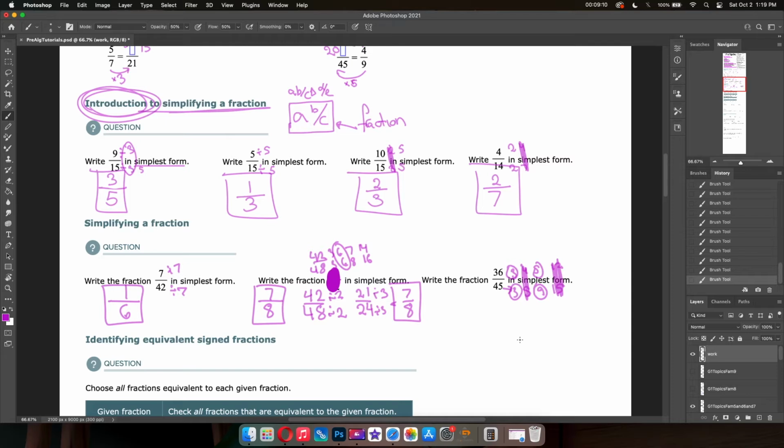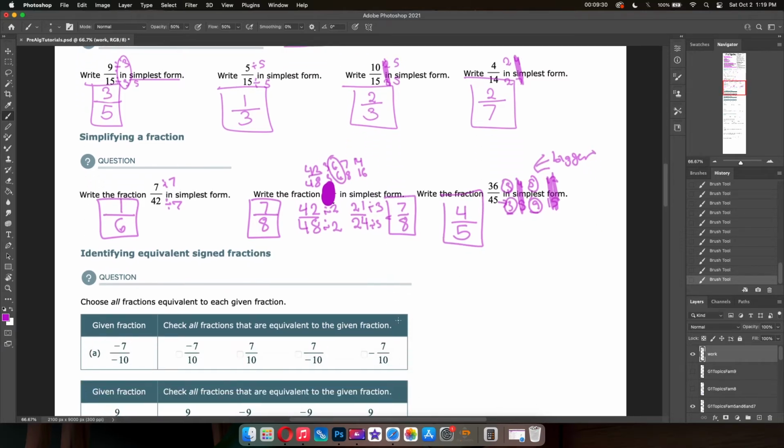When I have two options, I have both the 3 and the 9, always pick the bigger option because that will simplify it more. So 36 divided by 9 is 4. 45 divided by 9 is 5. And then there is my fraction.